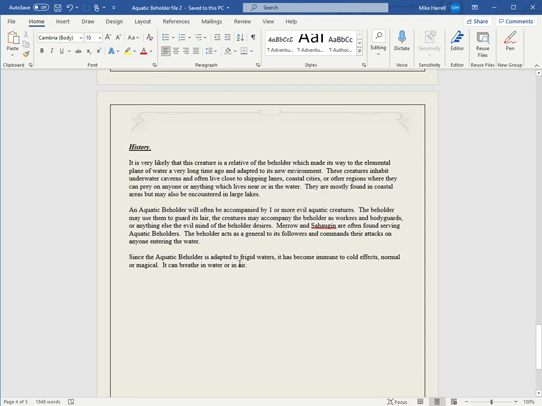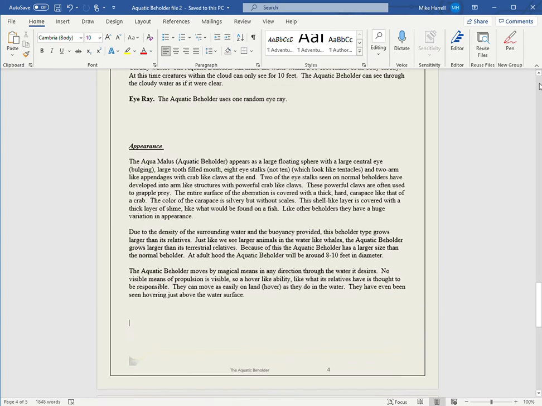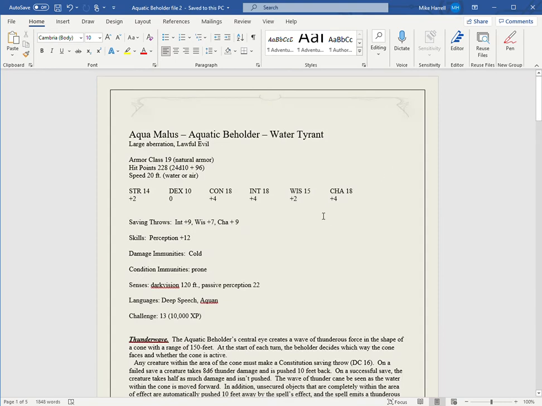Since the aquatic beholder is adapted to frigid waters, it's become immune to cold effects, normal or magical, and it can breathe in or out of the water. So it can breathe air just fine too. So that just gives you some information on how it looks different. Remember, this one here has the big bulging eye. It's larger in size. And again, instead of 10 eye stalks, it has 8 and has 2 little arms with crab-like pinchers on it for grappling.